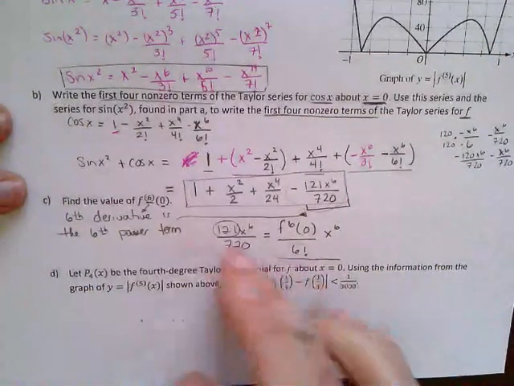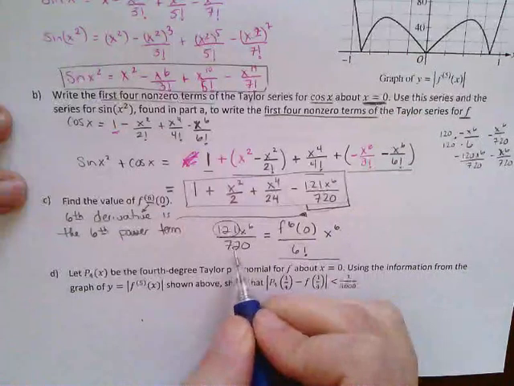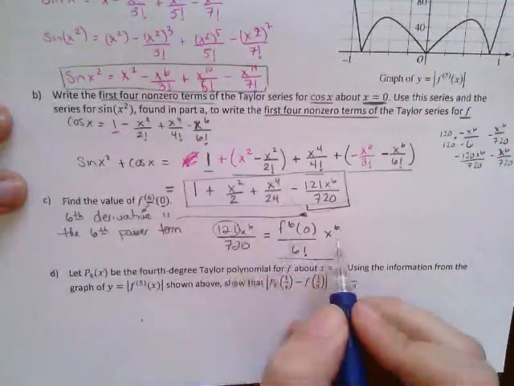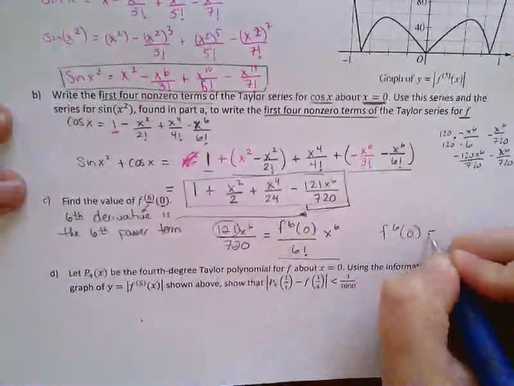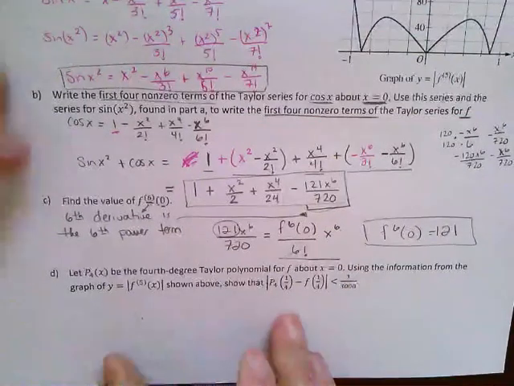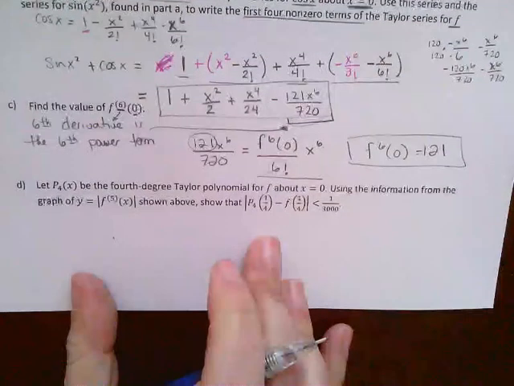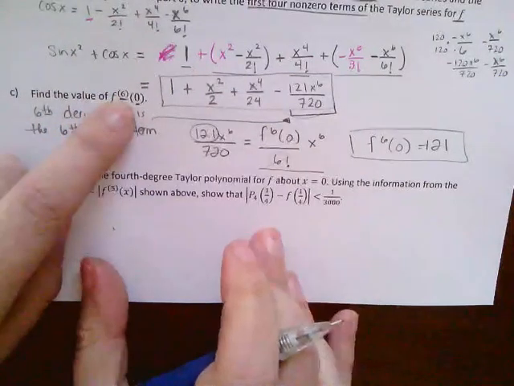Okay, but you know that that's what this equals. If you multiply both sides by 720, that would cancel out. Divide both sides by x to the sixth, so you would end up with the sixth derivative of f at 0 actually being 121. So this just wants you to find the sixth derivative at 0.